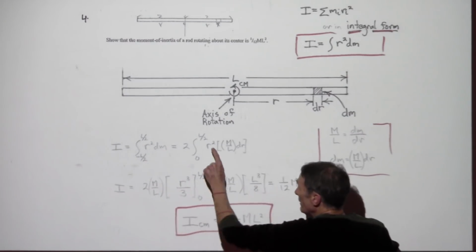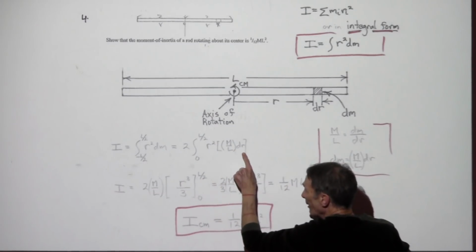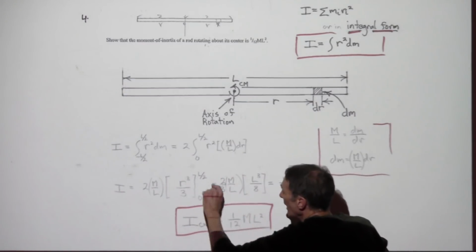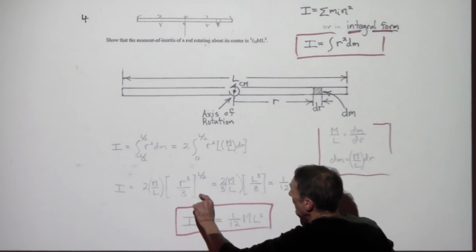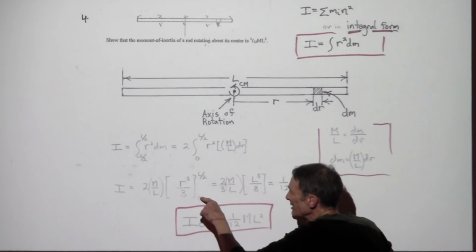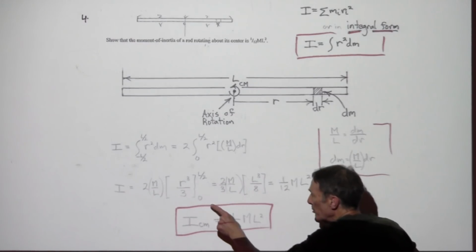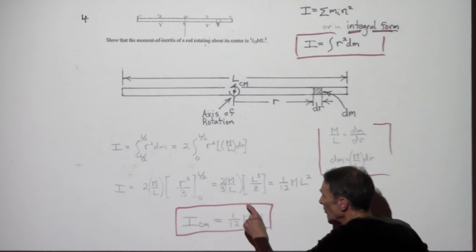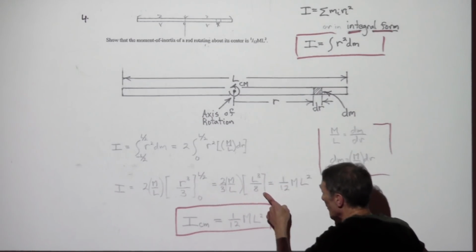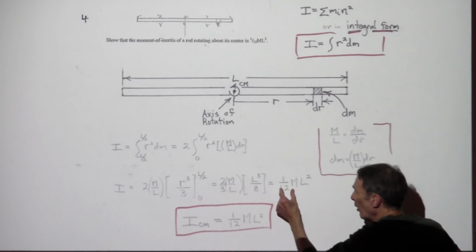Inside the integral, we've got r squared. dm is, again, M over L dr. And then we need to integrate. We can take the M over L out along with the 2. Then we're integrating r squared dr, which integrates to r cubed over 3. Putting in our limits, L over 2, we get 2/3 M over L times L cubed over 8. The 2 and the 8 make 4, and this is a 12.